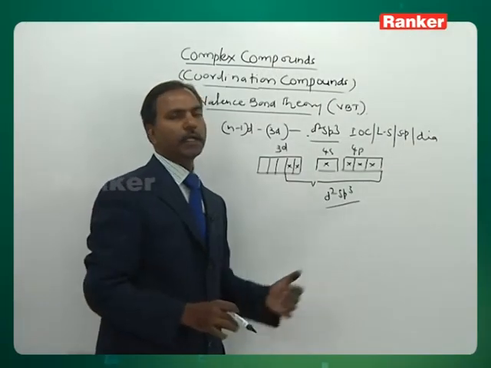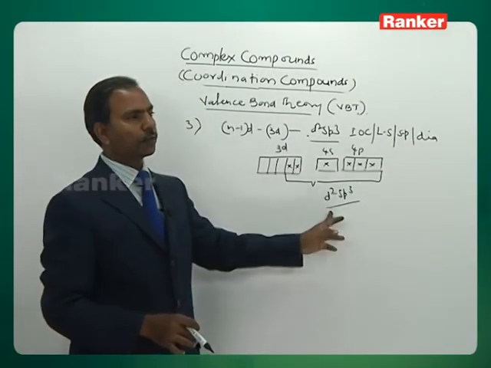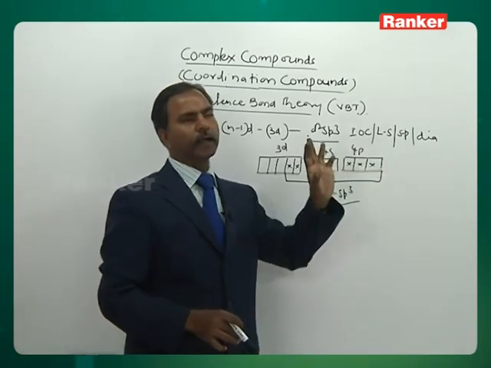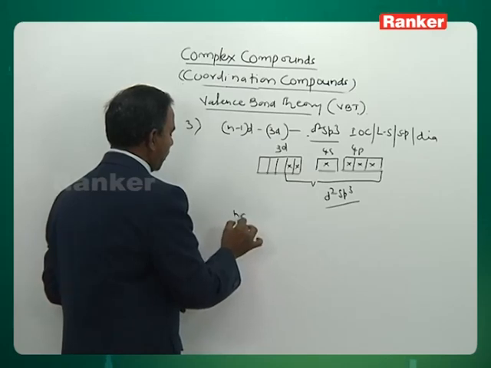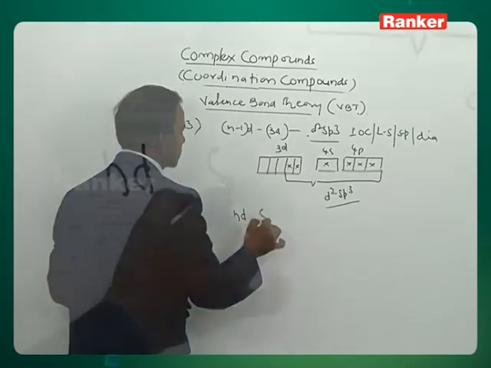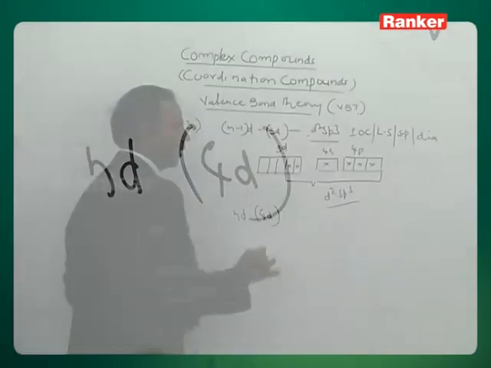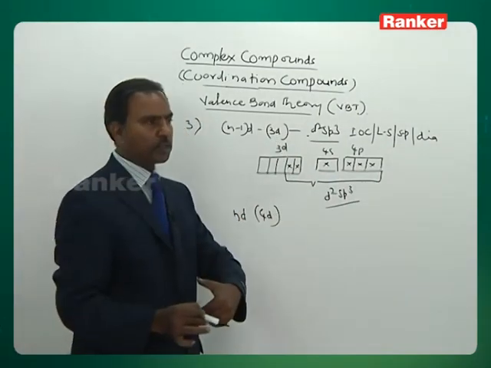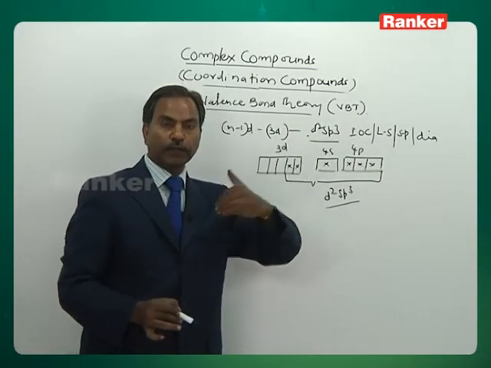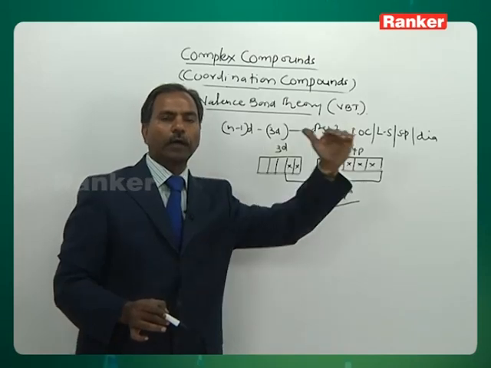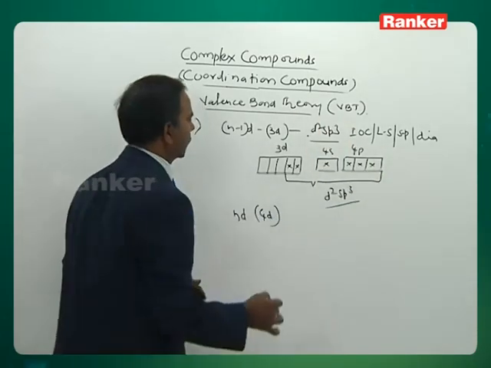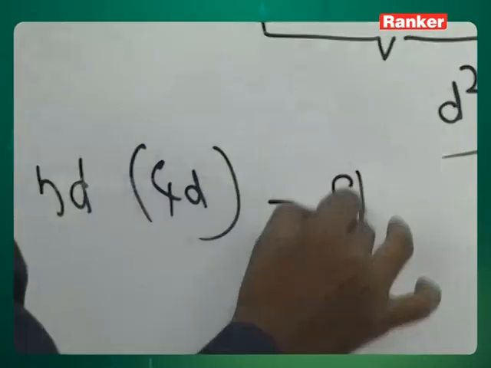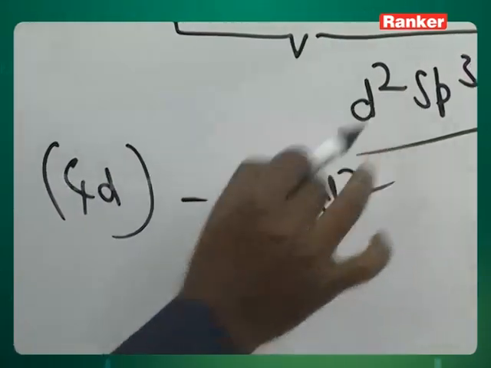This represents inner orbital complex, low spin, spin paired, diamagnetic. Next, the same point. Now, if outer orbitals are involved, say nd, let us consider 4d. In the 3d series, if 4d is involved, in the 3d series of elements, 4d orbital is involved, that means the outer orbital is involved. Then the hybrid orbitals produced will be sp3d2.